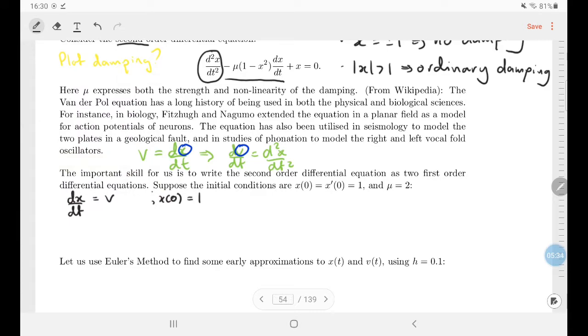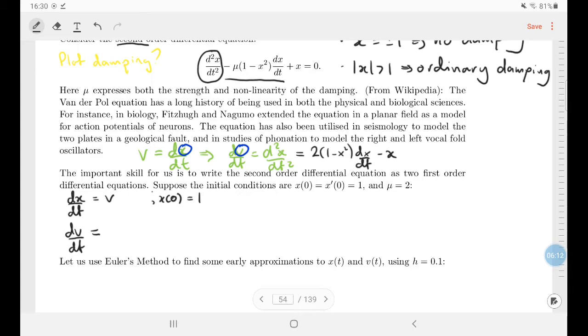Now, we also have a differential equation for v. We could do it in one line, but look at this equation up the top. Remember, mu is equal to 2. If you add the middle term to both sides, you get that the second derivative is mu, which is 2, times 1 minus x squared, dx/dt, which I can write as v in a moment, and then take away the x from both sides. So that's just solving the equation above for the second derivative. It's 2(1 minus x squared) dx/dt minus x.